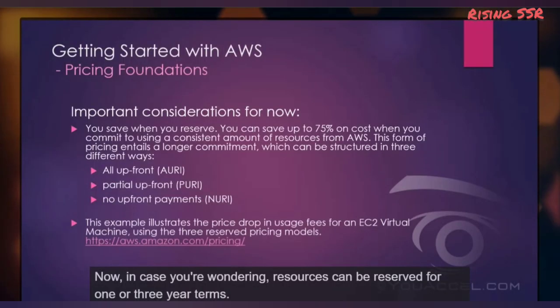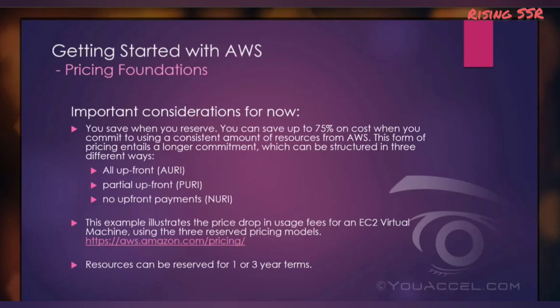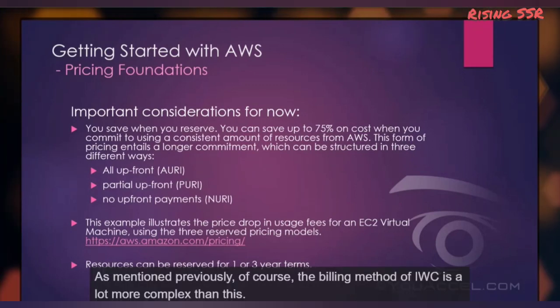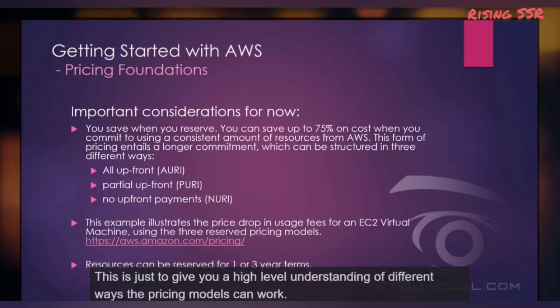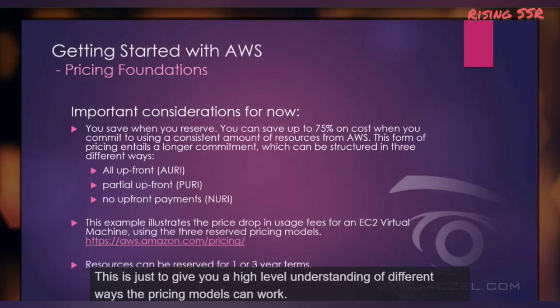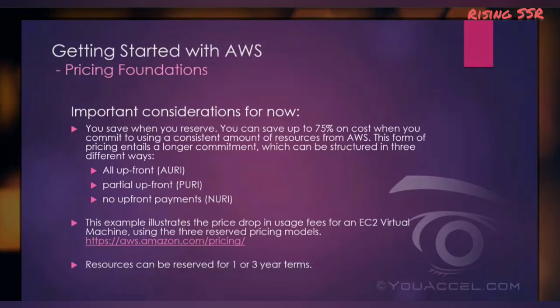Now, in case you're wondering, resources can be reserved for 1 or 3 year terms. As mentioned previously, of course, the billing method of AWS is a lot more complex than this. This is just to give you a high-level understanding of different ways the pricing models can work. We're going to be going over this in much more detail later on in this course.